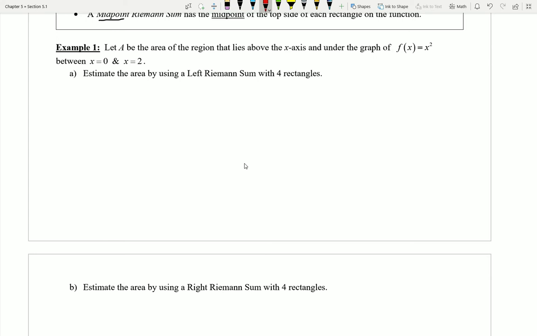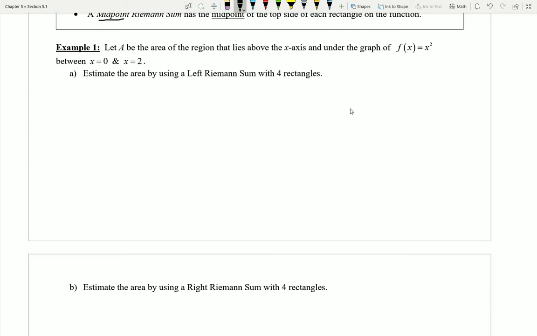So let's go ahead and practice the ideas of calculating some Riemann sums to estimate areas under curves by looking at example 1 and the associated parts. So let's see what we have here. Let's suppose that A is the area of the region that lies above the x-axis, but under the graph of f of x equals x squared, on the interval where x goes from 0 up to 2.